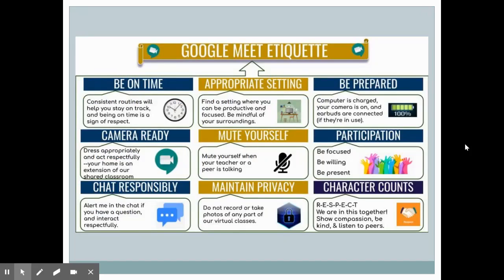Google Meet etiquette I've gone over with the kids, but it's really an extension of our classroom in your home. So it's about being appropriate, respectful, and being responsible for your own learning.